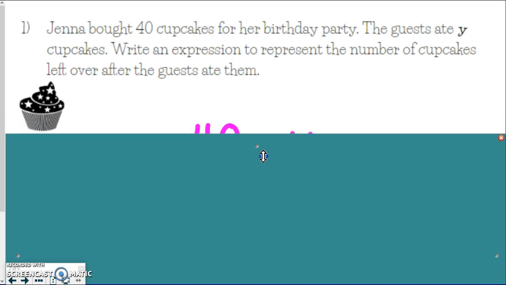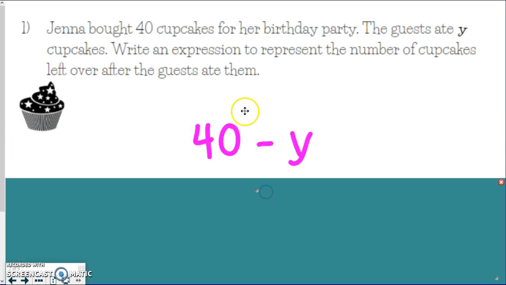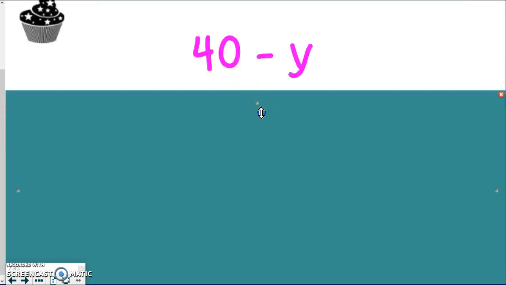So when we're doing this one, it would be 40 minus y, okay? 40 representing those cupcakes to start with. The guests that ate them is telling us subtraction, right? They're taking those away. And we're doing it by y. They didn't tell us how many, okay? We just know that we're subtracting. And so whatever the answer to this expression would be, even though we don't know it, is still going to represent the leftover after the guests ate them. So the expression to represent this is 40 minus y. And then if they were to tell us what y is, we can substitute in and solve. Okay? Let's look at the next question.